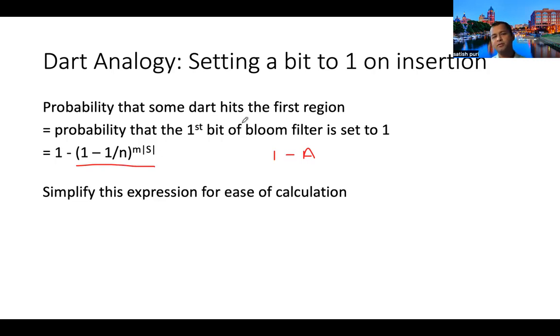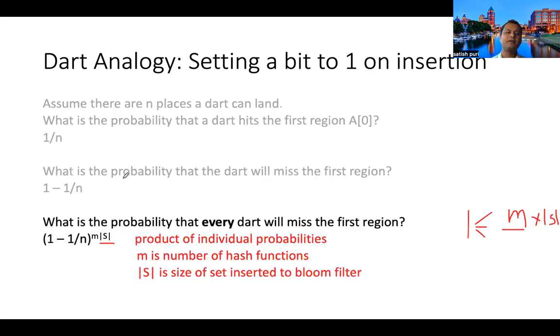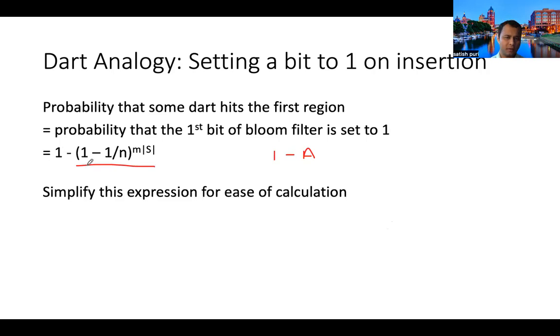So the probability that the first bit of the Bloom filter is set to 1 is 1 minus the probability of that event not happening, right? We had seen the probability that every dot will miss the first region. 1 minus that is the probability that the first bit of the Bloom filter is set to 1, okay? All right, now this formula could be simplified.